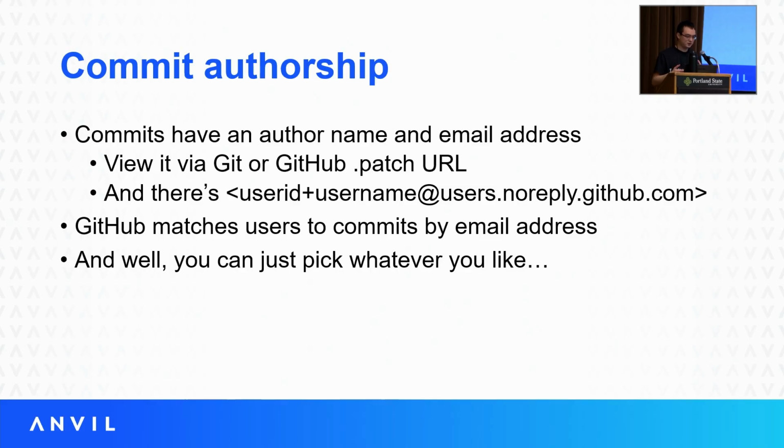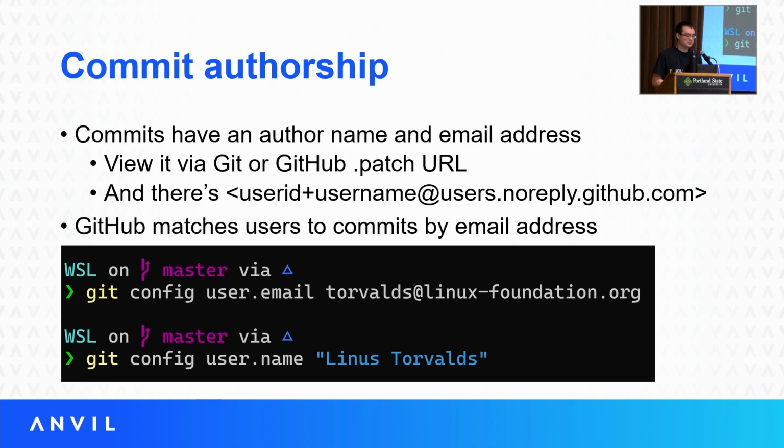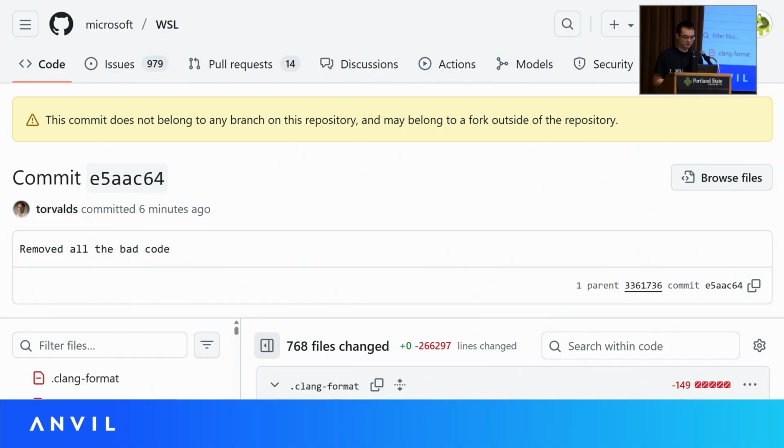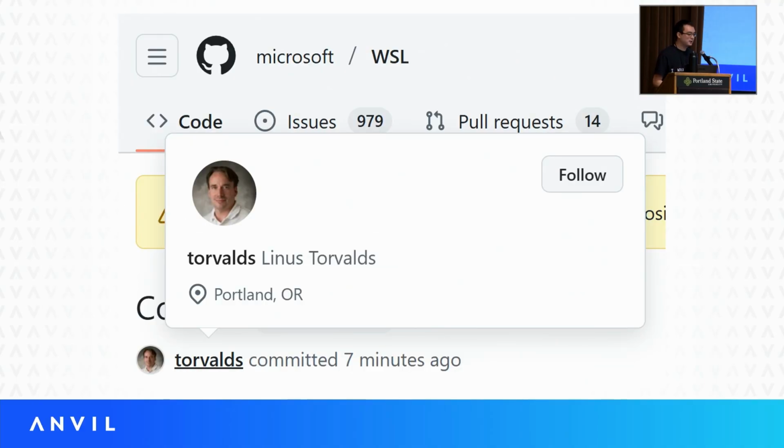And GitHub will match users to commits by email address, and you can pick whatever you like. So my name is Linus Torvalds, and that's my email address. And Linus made a commit in the WSL repo where he removed all the bad code. And just to clarify, that is his actual GitHub account. Not a fake one.